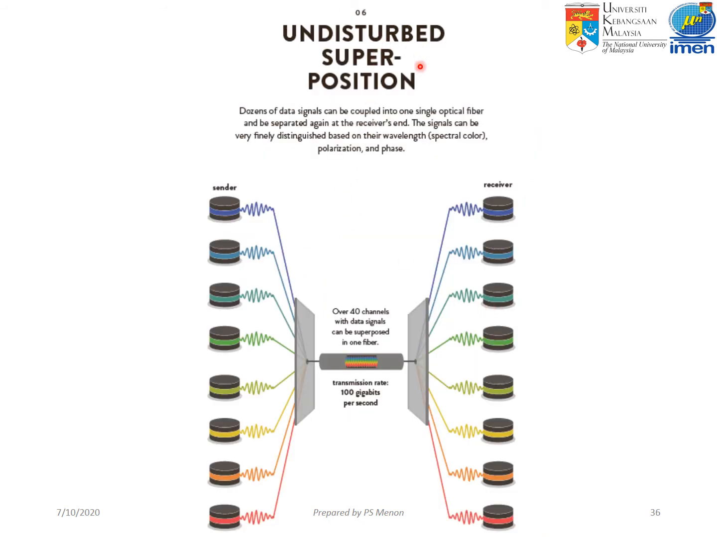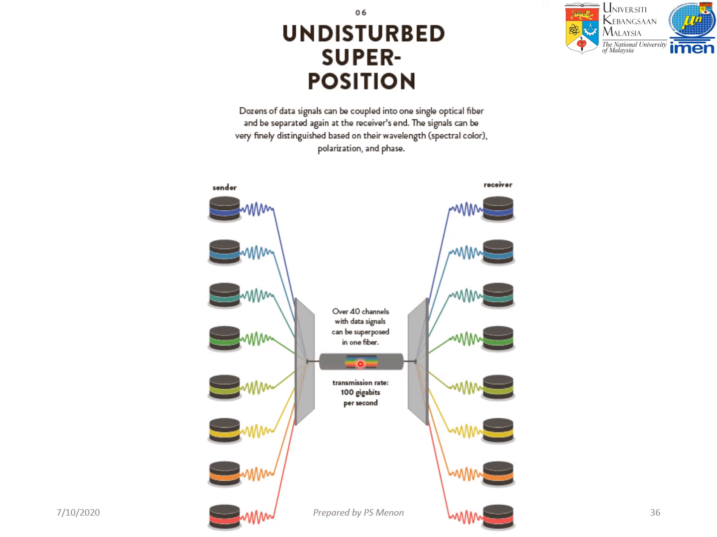Undisturbed superposition. So dozens of data signals can be coupled into one single optical fiber and be separated again at the receiver's end. The signals can be very finely distinguished based on their wavelength, which is the spectral color, polarization, and also the phase. So you have the sender here, you transmit some kind of signal. So you will use different wavelengths. Some will use the blue, some will use the green, some will use the yellow, some will use the red. All of them will be multiplexed and sent through an optical fiber link.